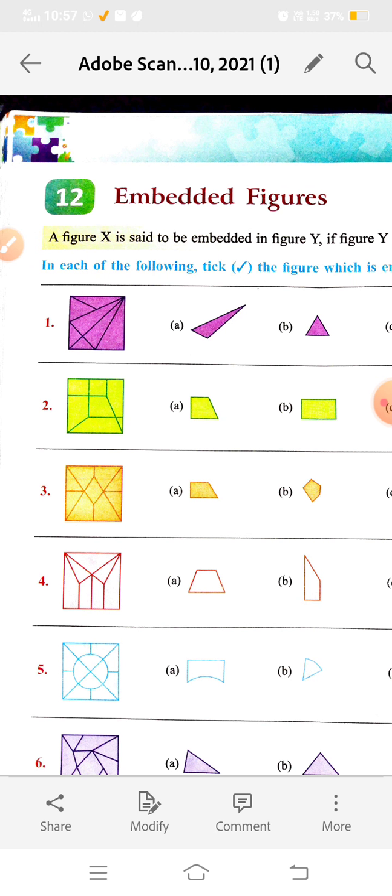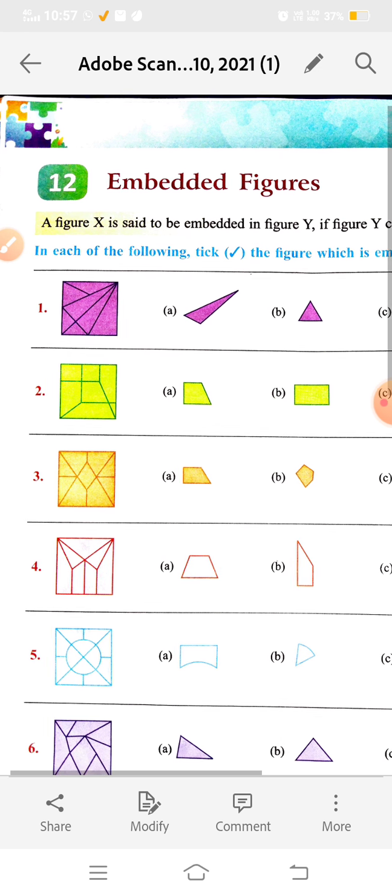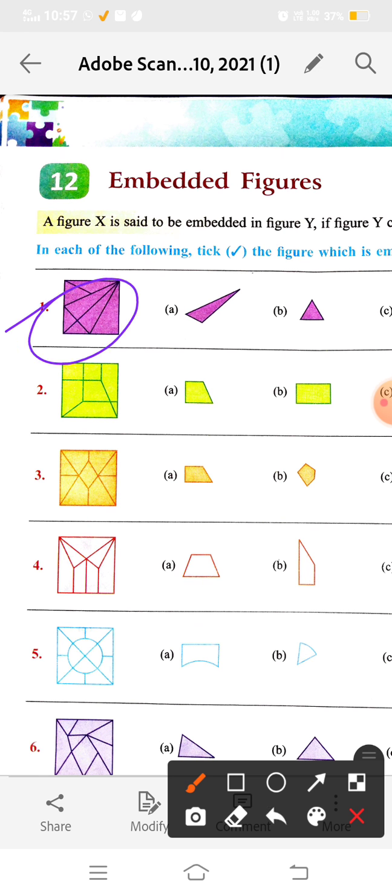Today we will do chapter number 12 and 13. Chapter number 12 is embedded figures. It means a figure which can be fixed. Here are two parts of the figure. One is known as X and the second is called Y. This is the Y figure, and these come in the X figure.